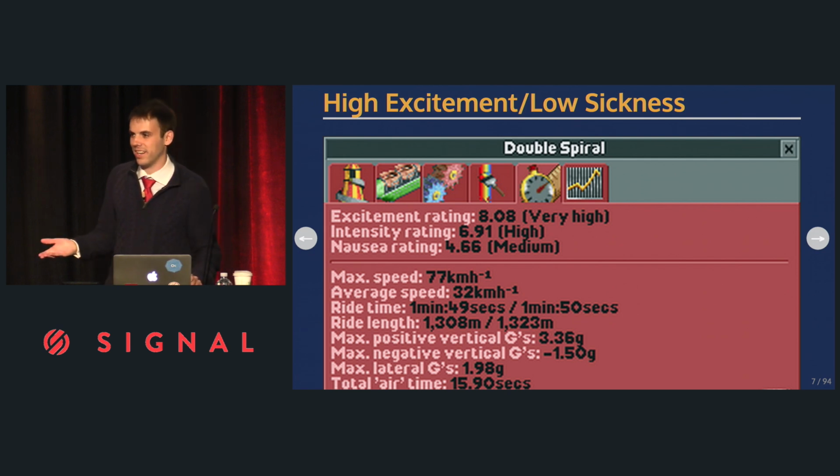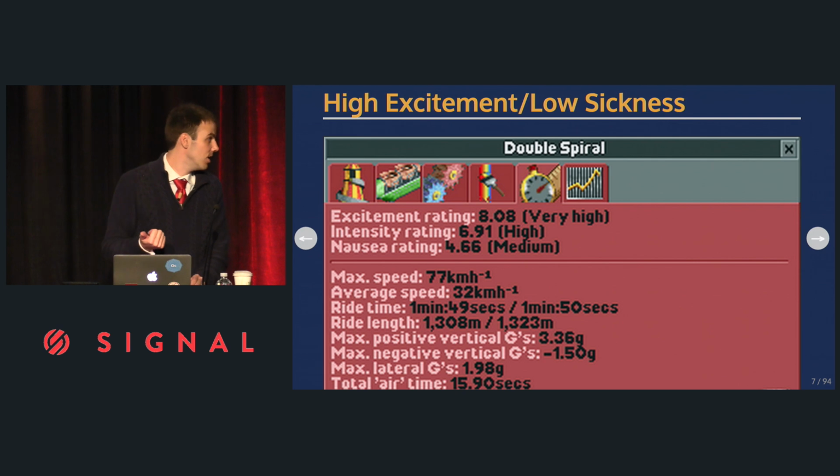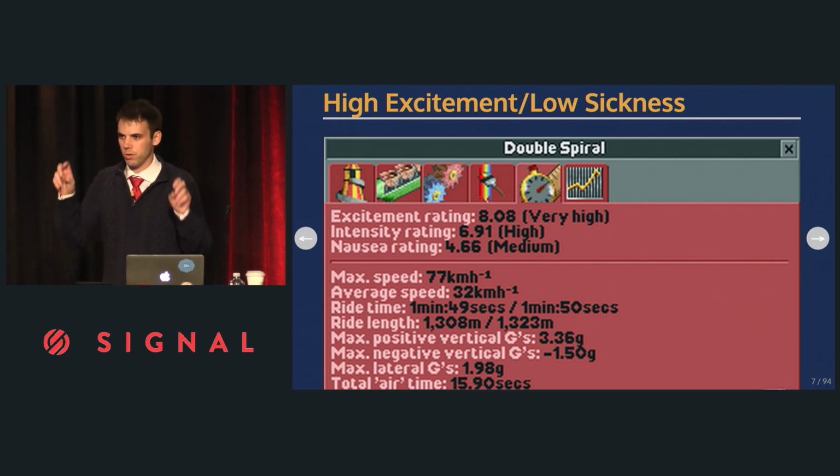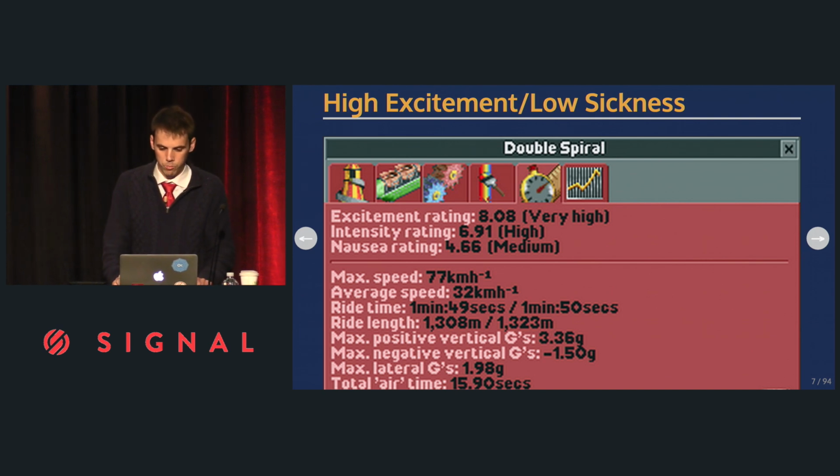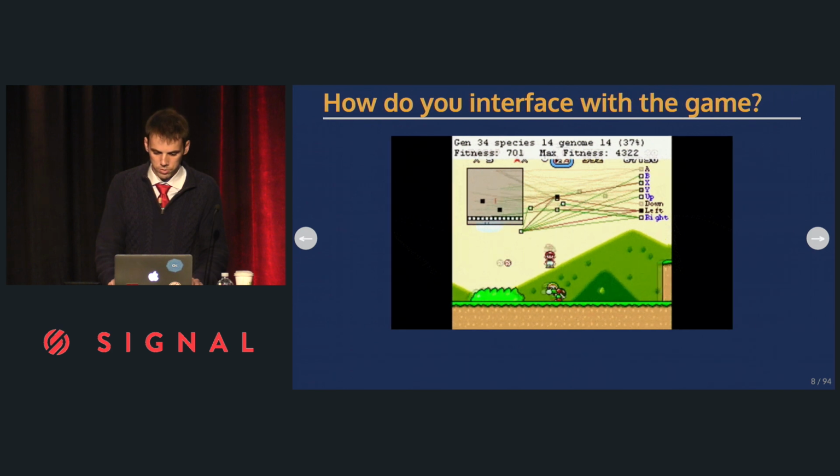So we can use this, right? This is good enough for our purposes. If we can figure out how to compute excitement and intensity and nausea, we can use those ratings as the basis for what is cool and what is not cool, right? We don't know how to generate those yet, but something is generating these numbers. If we can reproduce that process, then we can make a cool coaster.